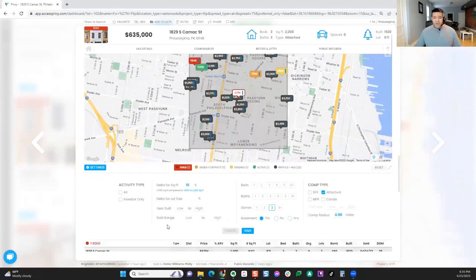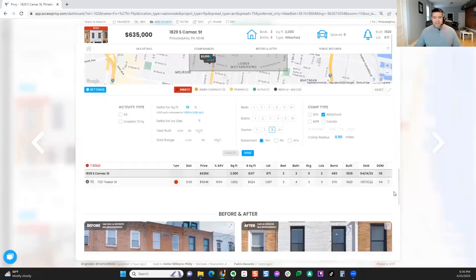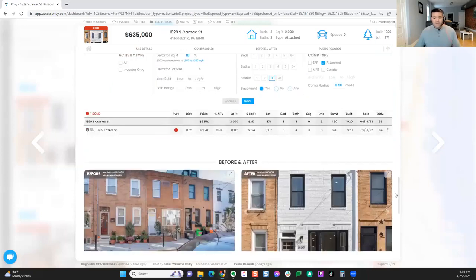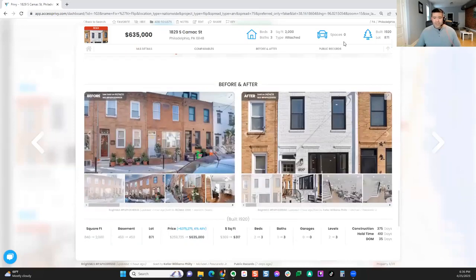So if you want a wider delta for the square feet, or if you want to look at 2 stories as well, or if you want to make the comp radius a mile, or in Philly, you might even go down to like a quarter mile. You can adjust all of that. So you can really drill down and make sure you're zeroing in on the exact comparables that you need to decide the as is value, but also more importantly, the after repair value.